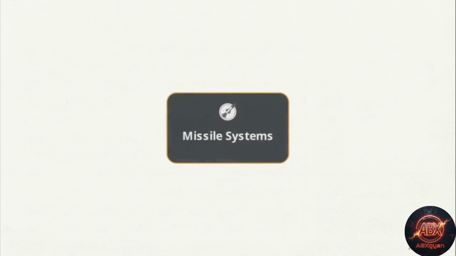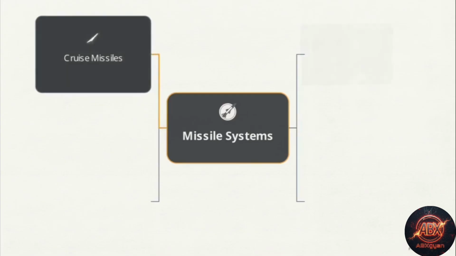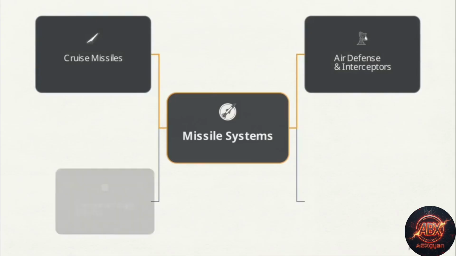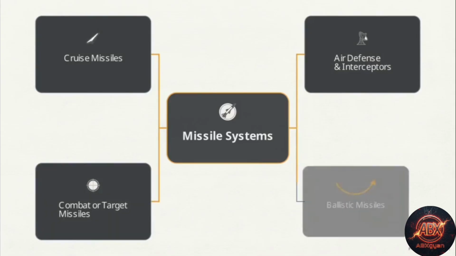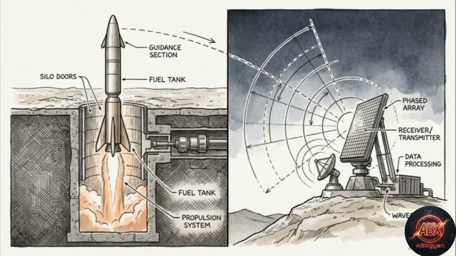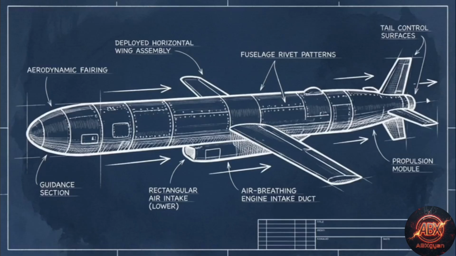This mind map organizes every major system into a single taxonomy. The structure branches into 4 primary categories based on the underlying engineering and mission profiles of the weapons. Those categories are cruise missiles, air defense and interceptors, combat or target missiles, and ballistic missiles. Understanding the technical boundaries between these 4 branches provides the necessary baseline for any deeper analysis of strike and defense capabilities. The first branch of the taxonomy covers cruise missiles.